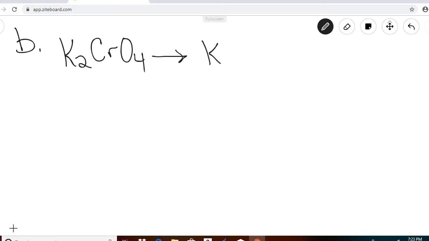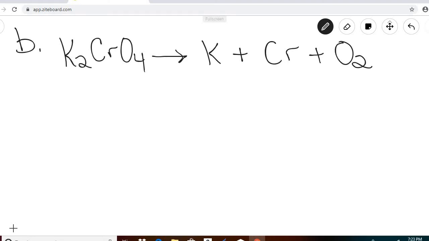15B asks us to write a decomposition reaction. So we are starting with K2CrO4, where Cr is chromium. What's that going to decompose into? It's going to decompose into potassium plus chromium plus oxygen, and oxygen is a homonuclear diatomic.